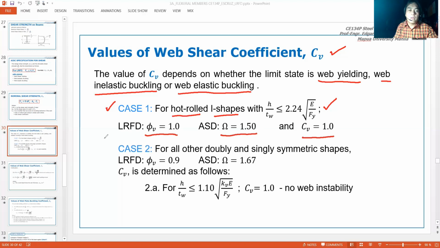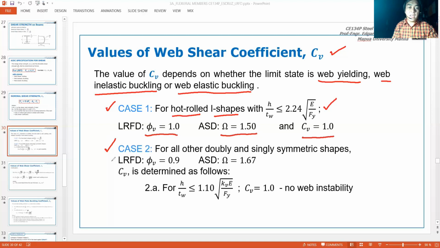Okay? Now, kapag hindi na-satisfy yung condition for case 1, yung H over TW less than 2.24, you proceed to the next case, which is case 2. Case 2 is applicable for all other doubly and singly symmetric shapes. Pag doubly symmetric shape, ibig sabihin, symmetrical siya about X at the same time symmetrical din siya about Y. Pag sinabing singly symmetric, isa lang yung axis of symmetry niya. Example niyan is channel.